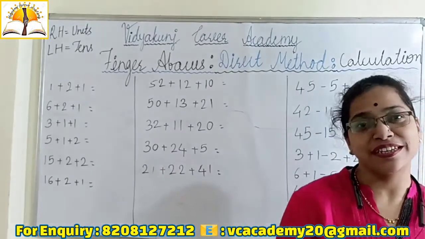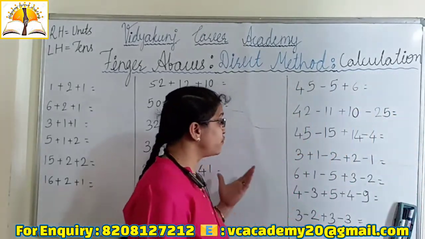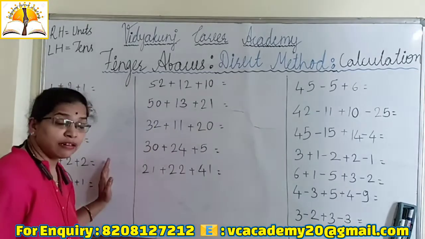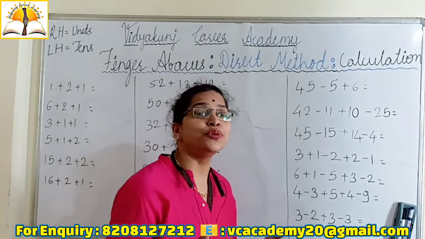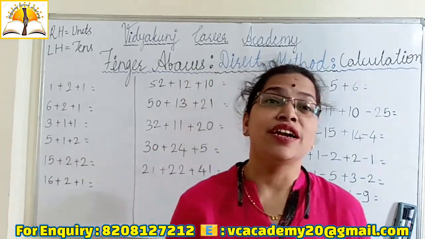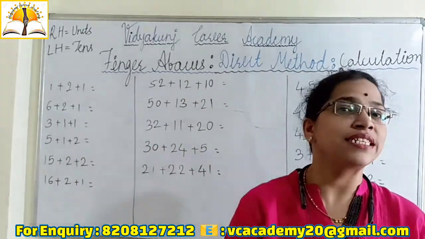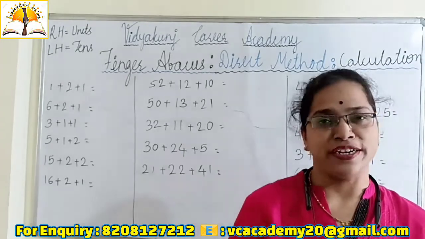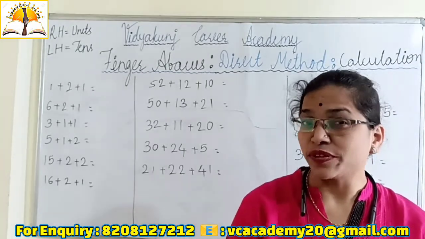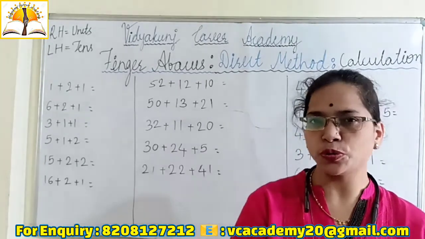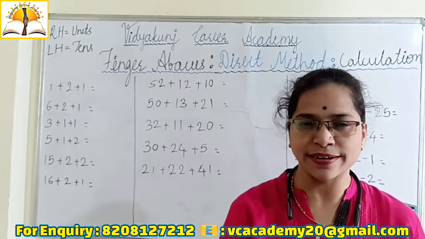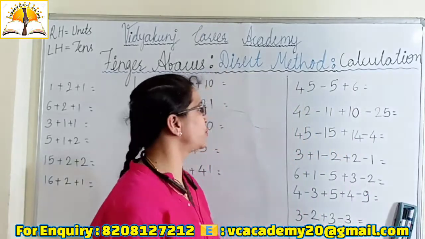Today we are going to see finger abacus. In the earlier session we have learned how to count unit numbers 0 to 9 and how to count tens numbers 10 to 90. On the basis of that we have learned how to count numbers 0 to 99. Have you done practice? Then let's see what we are going to do here.